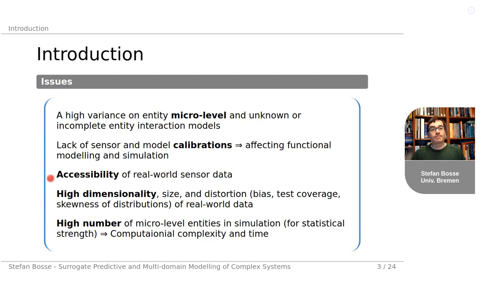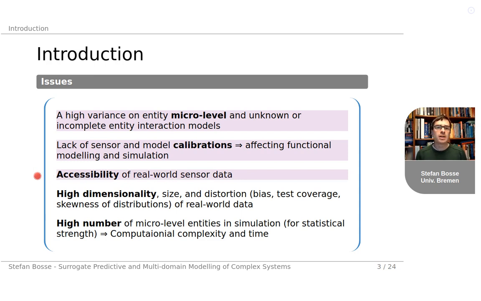So what are the issues? First of all, a high variance on entity micro level. That means interaction of people with traffic control, with domestic vehicles and so on, or between humans, and most of all, unknown and or incomplete entity interaction models. So entities are here mostly humans. Secondly, we have a lack of sensor and model calibrations, affecting functional modeling and simulation too.